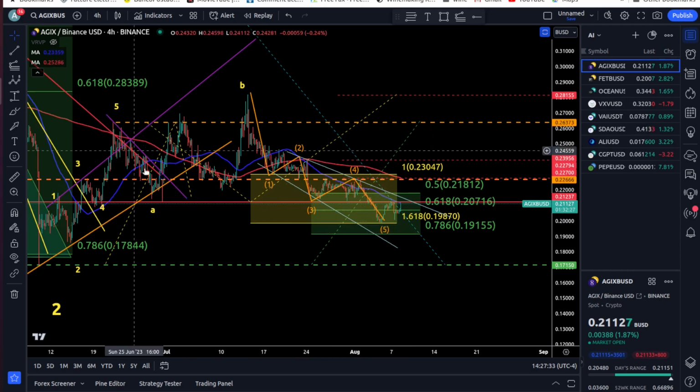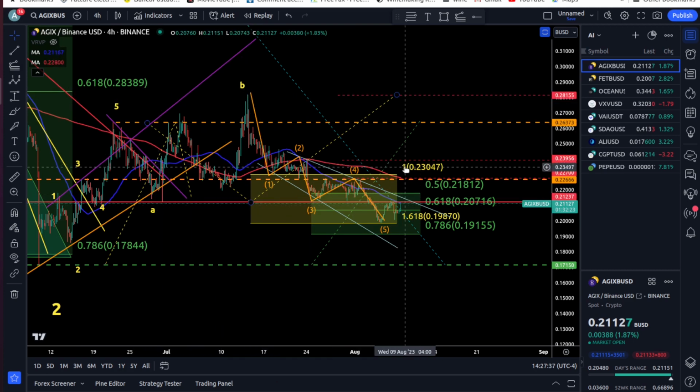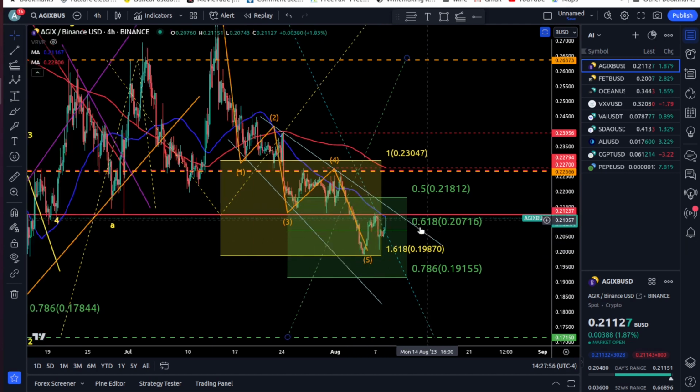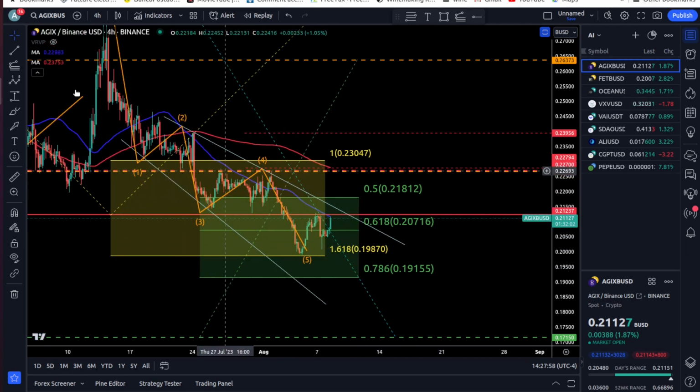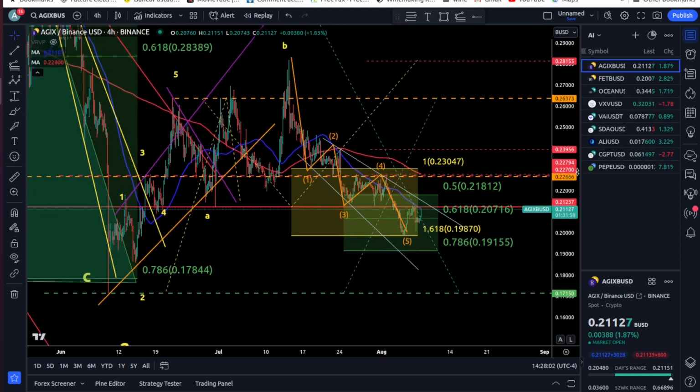Now, if I take the length of the wave A and I add it to the wave B, the yellow count here, 1-to-1 ratio, 23 cents. But we clearly went below that. The following target for the wave C would be 1.618. As you can see, we did reach it bang on, and this acted as a support. And now we kind of reversed. Now, I don't want to do micro counting, so maybe I'll do it later.